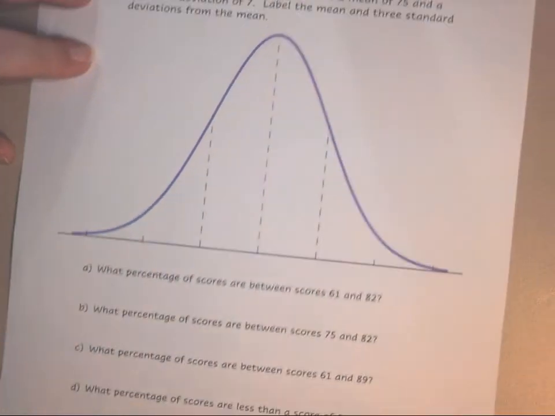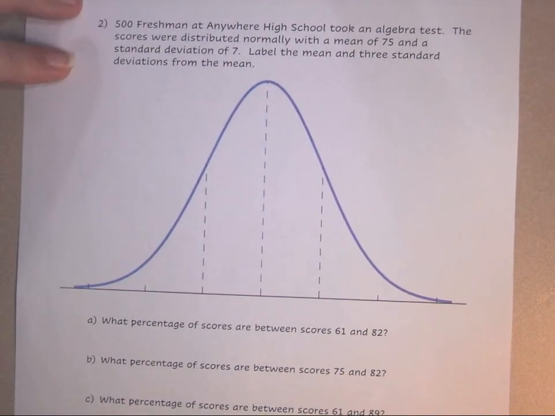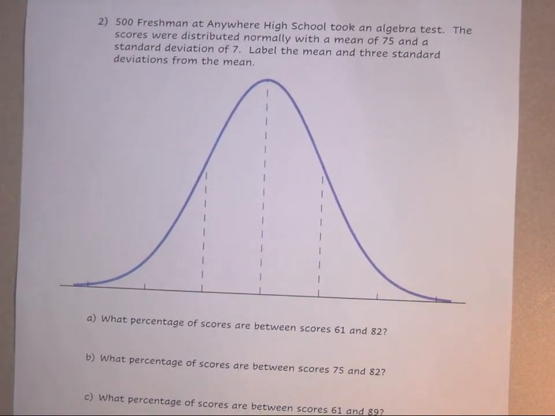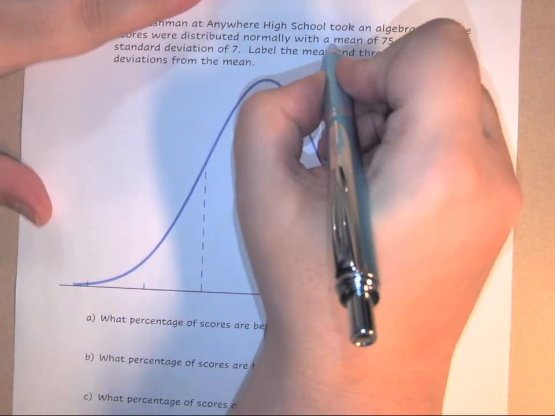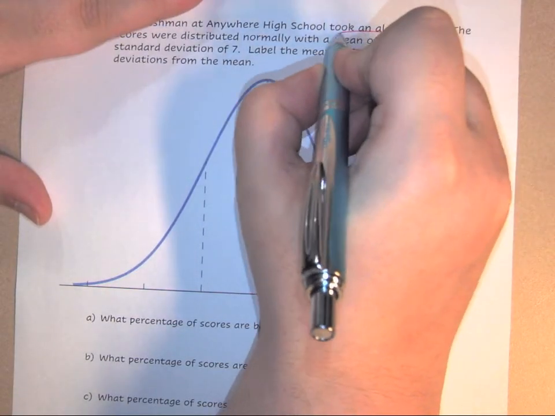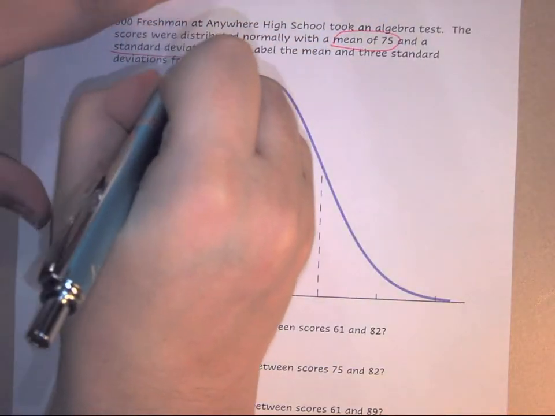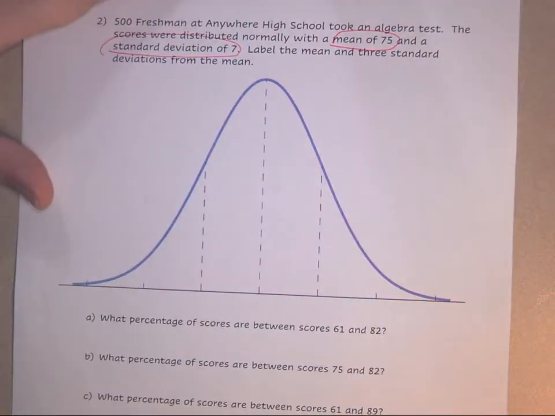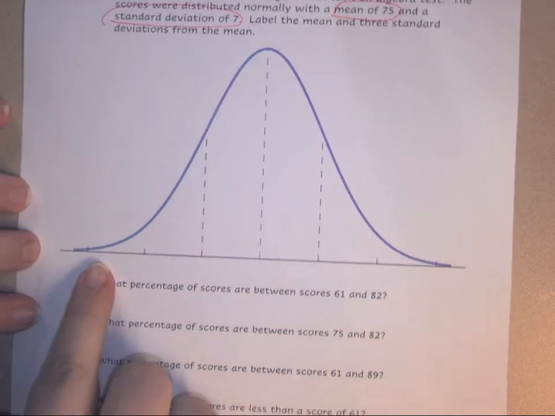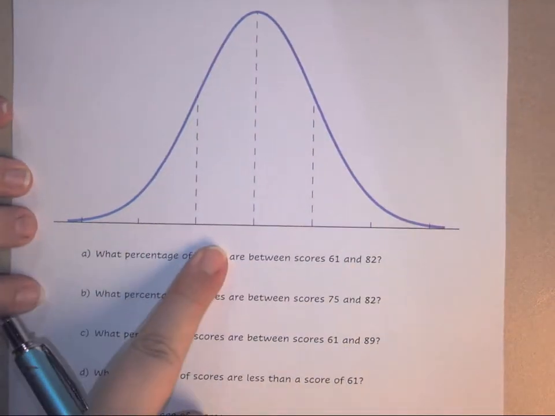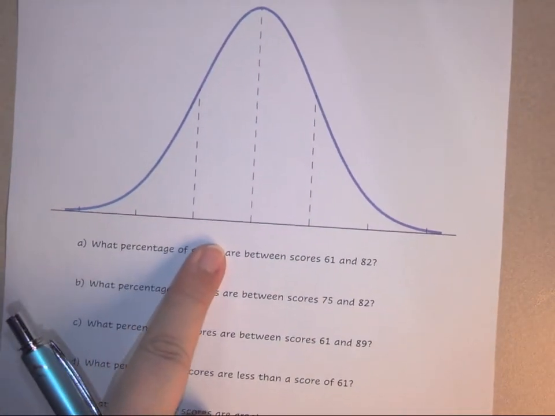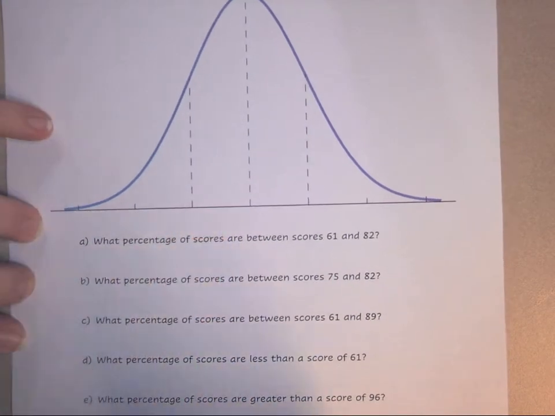All right, let's look at one more here. So we have that 500 freshmen at Anywhere High School took an algebra test. The scores were distributed normally. You've got a mean of 75 and a standard deviation of 7. So here I have a normal distribution curve. So I need to go ahead and label my curve.